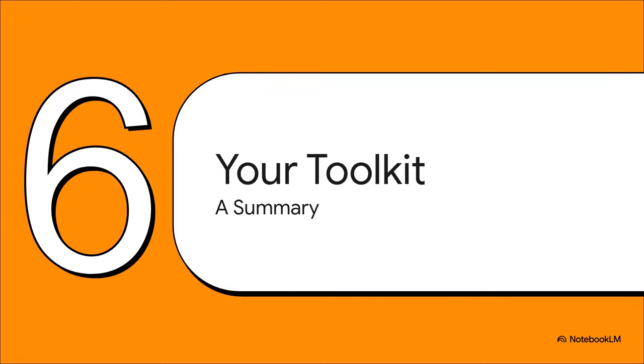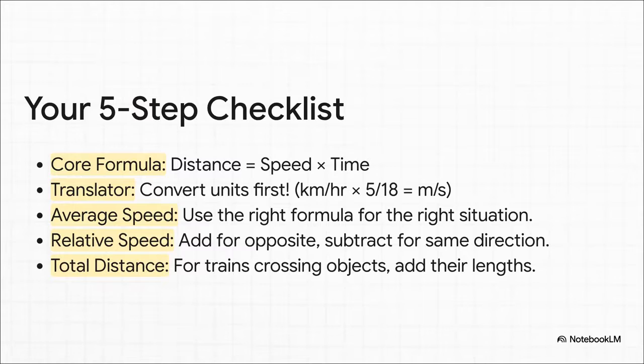Whew! We have covered a lot of ground today. So before we wrap up, let's just consolidate everything we've learned into your new, shiny problem-solving toolkit. Here it is, your 5-point mental checklist for any motion problem. 1. Always start with the core formula. Distance equals speed times time. 2. Be the translator. Make sure all your units are speaking the same language before you do anything else. 3. When you see average speed, watch out for the trap. Check if it's an equal distance or an equal time problem.